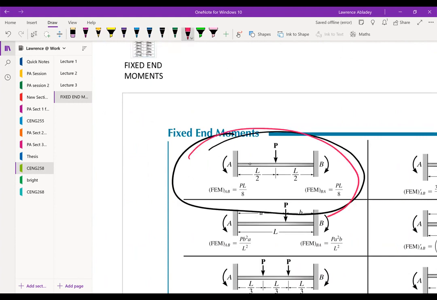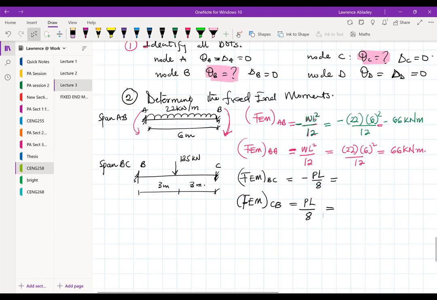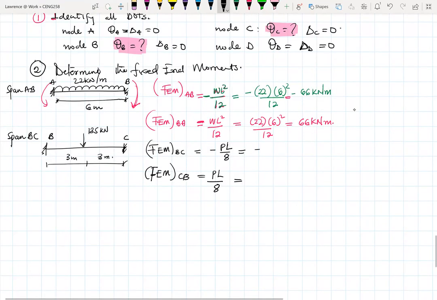So let me change the color. Okay, so you can see that right there. On the left hand side is PL over 8. On the right side is also PL over 8. Now because the direction of your moment is negative, this becomes negative and this becomes positive. All right. So we go back to the fixed end moments, and then we place it. So this then becomes minus 135 times an L of 6 divided by 8.